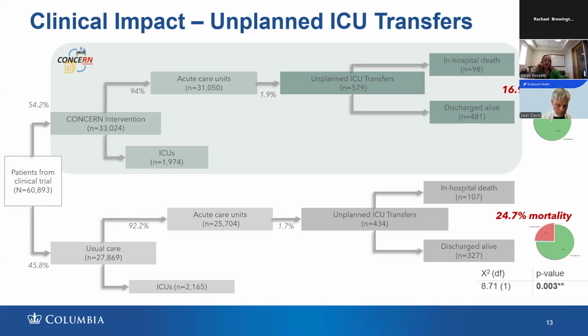And I should add, we were clear on our definition of unplanned transfer. That's going from an acute care unit to an ICU. It doesn't include patients coming from the emergency department, and it doesn't include patients coming from the OR or the PACU who had some sort of planned procedure.